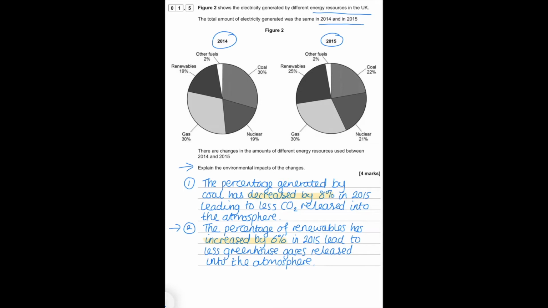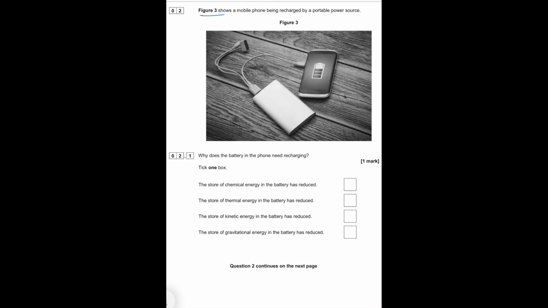You could also say that the percentage generated by nuclear has increased by 2%, again leading to less carbon dioxide or greenhouse gases being released into the atmosphere. Figure 3 shows a mobile phone being recharged by a portable power source. Why does the battery in the phone need recharging? So remember, batteries have chemical energy, which means the chemical energy in the battery has reduced.